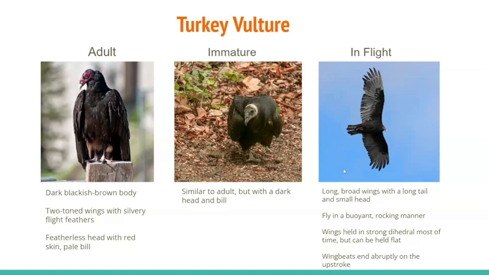So in flight, turkey vultures show very long, broad wings, again with a long tail, but a very small head. They have a very buoyant, distinct kind of rocking flight, where even though they're large birds, they look very unsteady, even in slight wind. They hold their wings in a very strong dihedral. So again, the V for vulture is a great thing to remember. And the wing beats end very abruptly. They almost look kind of unfinished. They just end very abruptly on the upstroke.